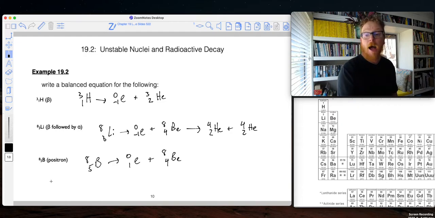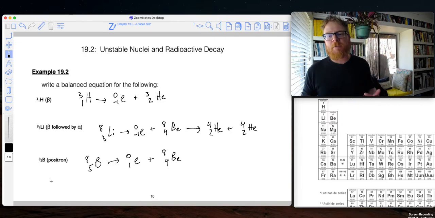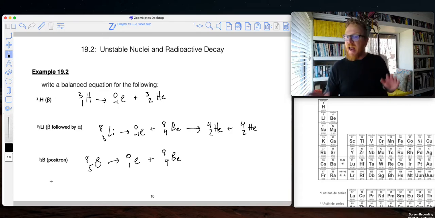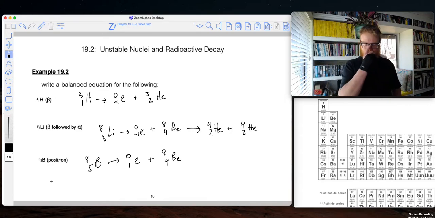Okay. So again, these reactions are pretty easy to balance once you know how to add up all those mass numbers and atomic numbers. So just make sure you're familiar with that and that you're able to do this in preparation for the exam and final.